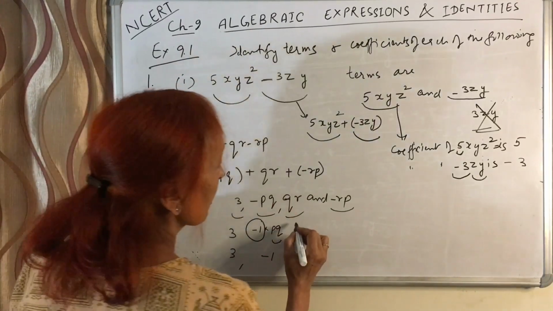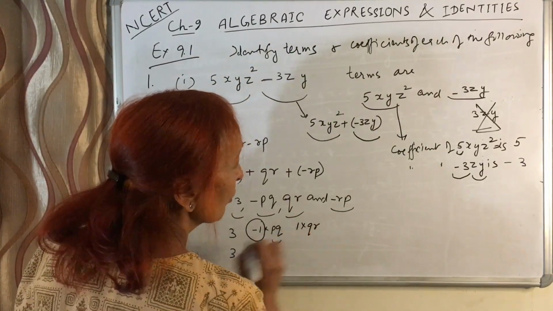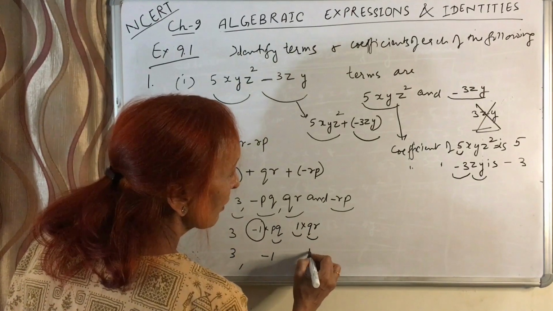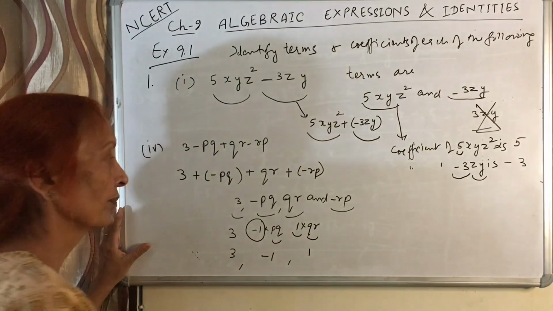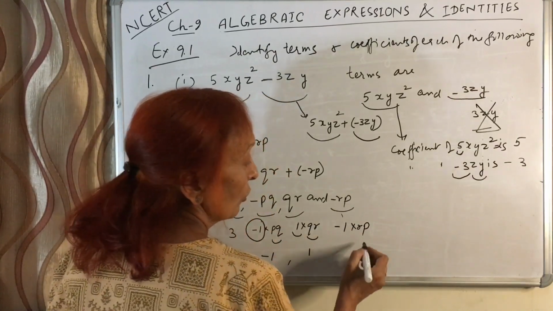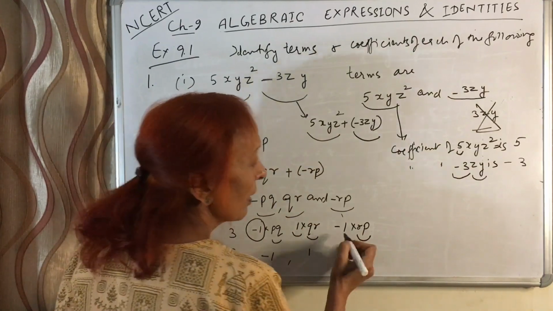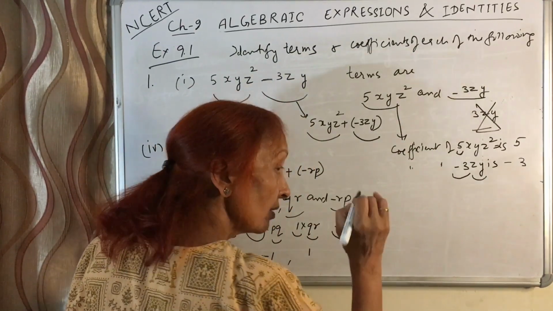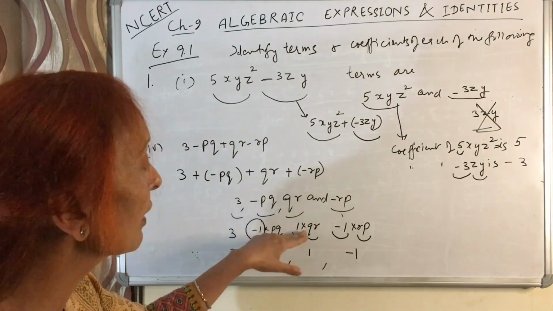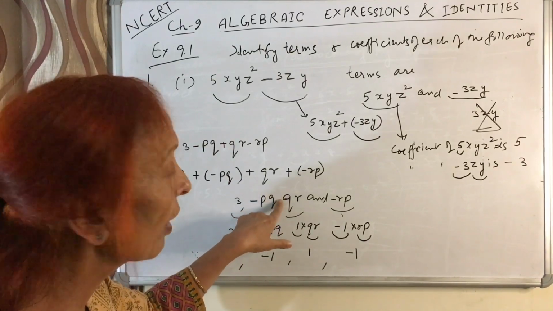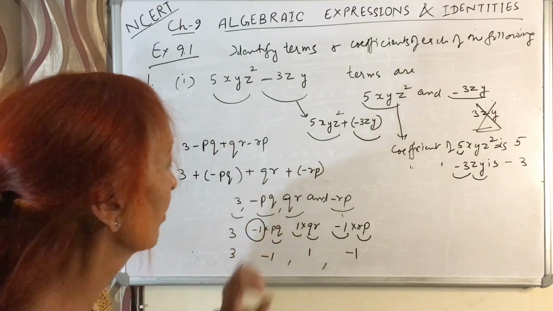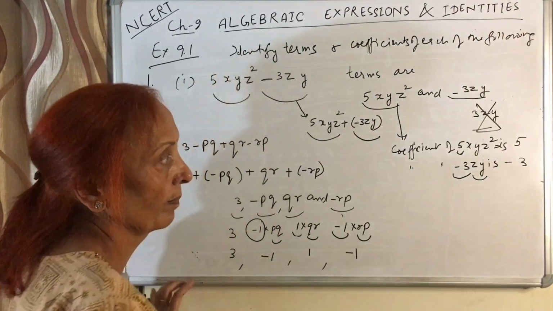Okay. This is qr. This I can write as 1 into qr. So this is the variable part. This is the numerical part. So numerical part is the coefficient. Minus rp can be written as minus 1 into rp. So this is the variable part and this is the numerical part. Numerical part is our coefficient. Clear? Why we have to write like this? Because here 1 we don't write. Okay, you can simply write also 1, but for the sake of simplicity I have done like this.